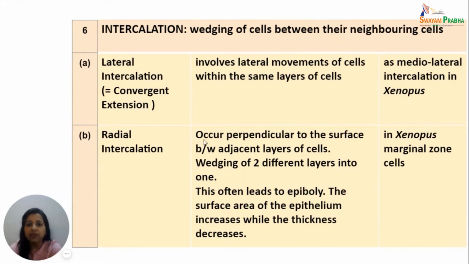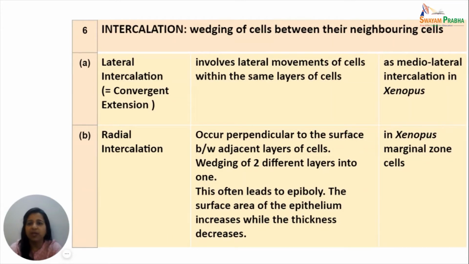The radial intercalation occurs perpendicular to the surface between adjacent layers of cells. It involves wedging of two different layers into one, and this often leads to epiboly, in which the surface area of the epithelium that is expanding will increase while its thickness will decrease. Radial intercalation is seen in Xenopus marginal zone cells.